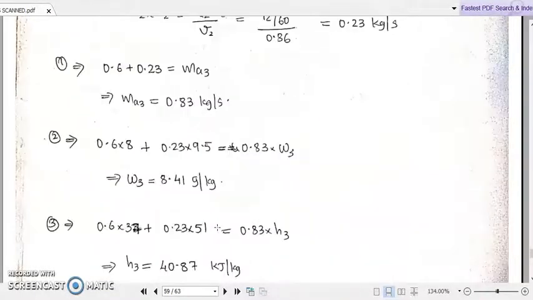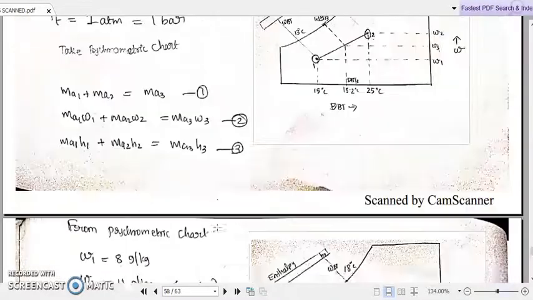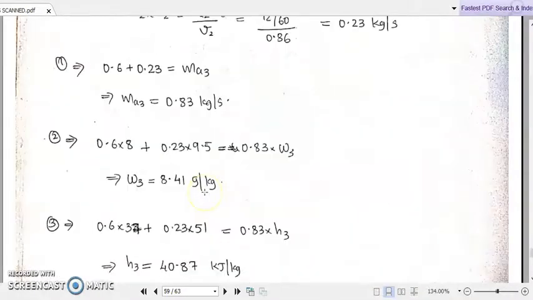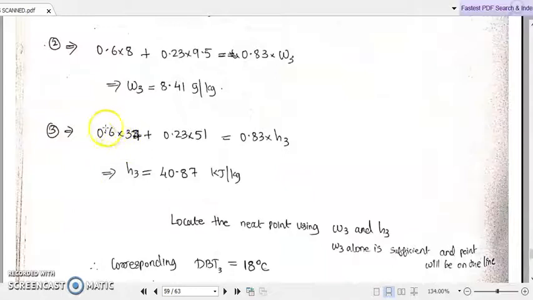And also we can take the help of the third equation, which concerns the enthalpy values. Ma1H1 plus Ma2H2 will be equal to Ma3H3. Then we substitute the values of Ma1H1 and Ma2H2. That will give us the relation H3 equals 40.87 kilojoules per kilogram.